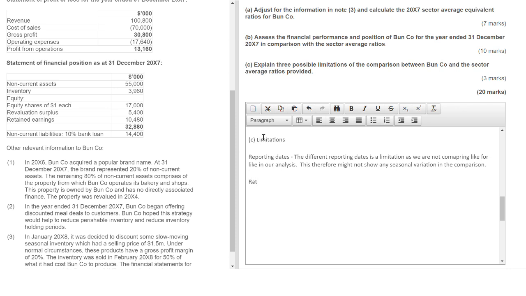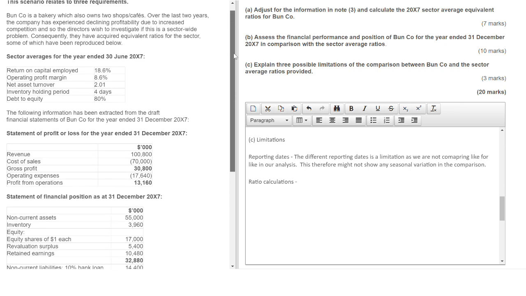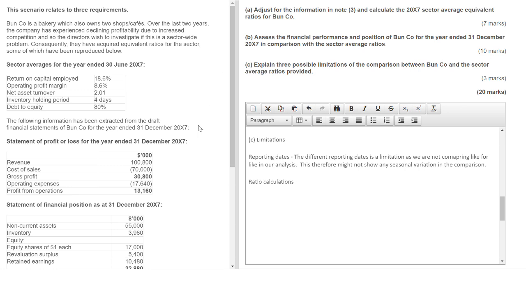Other one I would put in there would be our ratio calculations, because if we look at the ones we've calculated, big one there, debt to equity for your gearing. We've calculated the same. Could it be different within the industry? Inventory holding days, we've done the SFP, inventory divided by cost of sales. Could it be your inventory divided by purchases? Okay, so there's dissimilar ratio calculations.